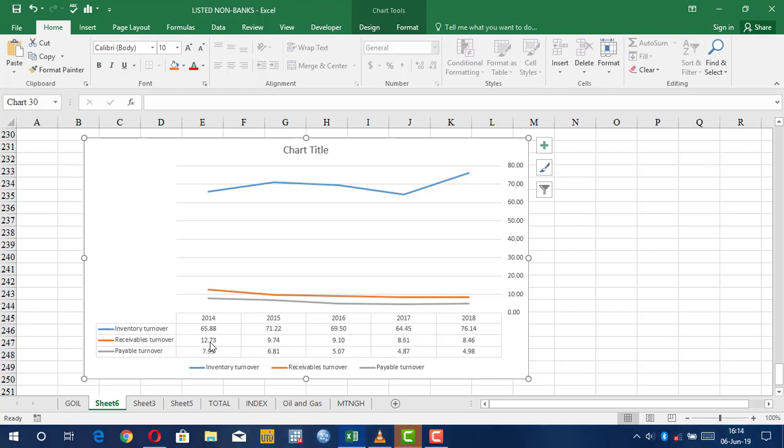Now let's look at the receivables turnover. Like I said, receivables turnover, you are looking at the number of times it takes debtors to pay up their debt. Okay, the efficiency or the effectiveness in collecting money owed by clients. All right, so how customers are able to quickly pay their debts, that is what we are looking at here. So in a year for 2014, the receivables turnover stood at 12.73 times, and in 2015 it stood at 9.74 times, and in 2016 it went low to 9.1 times, and then it further reduced to 8.61 times, and further reduced to 8.46 times.